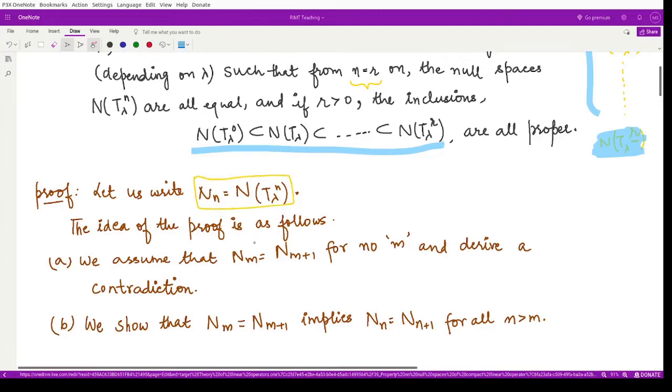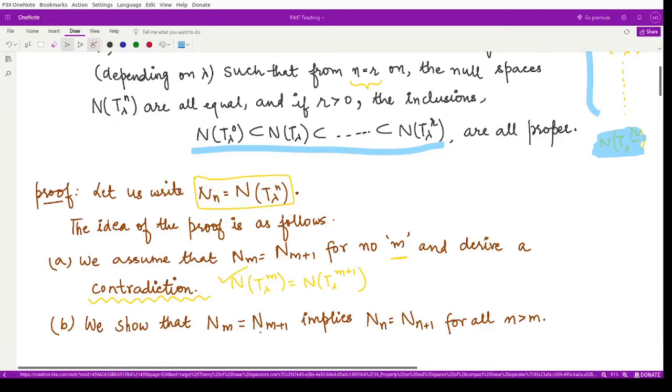Using this notation, we assume that the null space N_m is equal to the null space N_(m+1). That is, the null space of T_lambda to the power m equals the null space of T_lambda to the power m plus 1. Then we assume that this is not true for any m, meaning there is no such m. We are assuming the opposite, because we wanted a number such that after it all the null spaces become equal. When we assume the opposite, in the process of the proof we reach a point which gives us a contradiction to some of the assumptions stated in the lemma, and the proof can be done in that way.